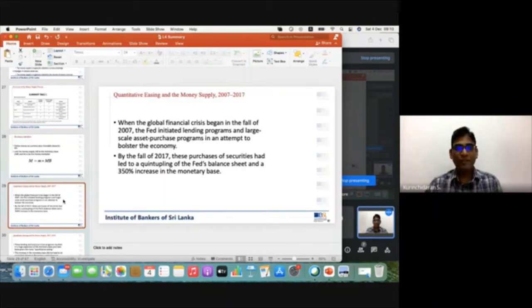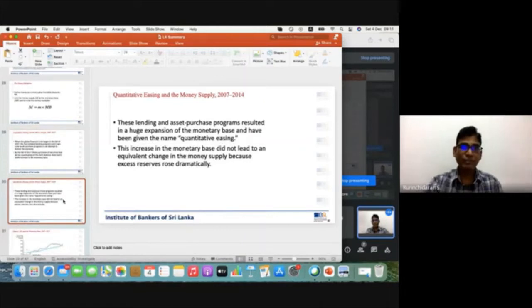If you see the balance sheet of the Federal Reserve, the monetary base increased by 350%. That means a large expansion, because the Federal Reserve funded more money into the system by various means. We have seen that. We call it quantitative easing.